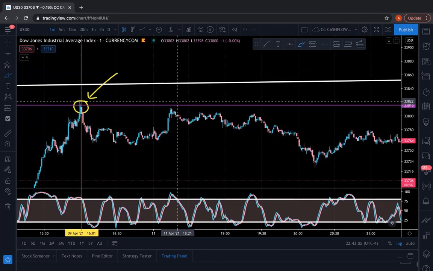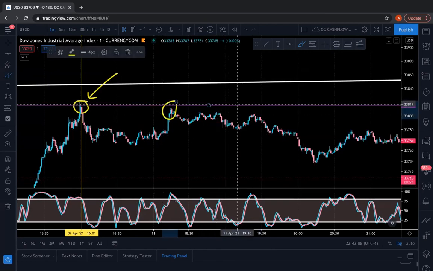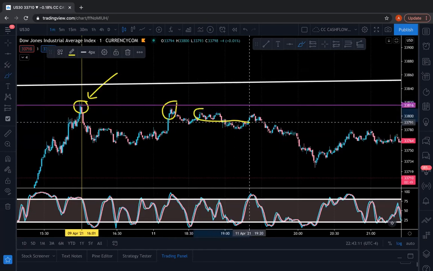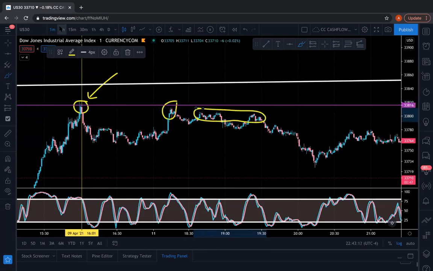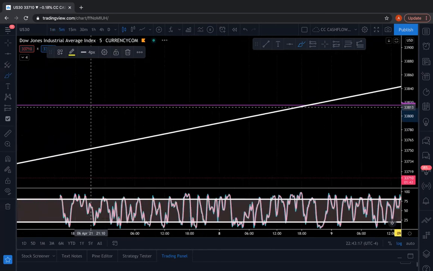rejecting this zone. Now this is off the 1 minute time frame, but I also try to use, and again, you guys see it mainly right here too, I mainly try to use the 5 minute time frame for these confirmations as well. As you guys see, it will show the same thing.